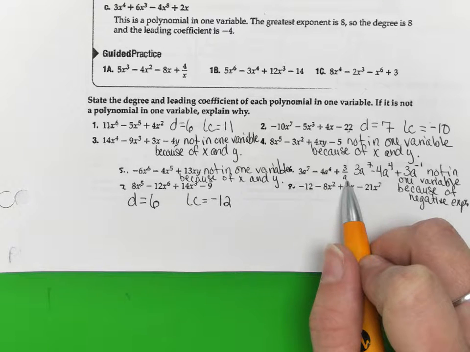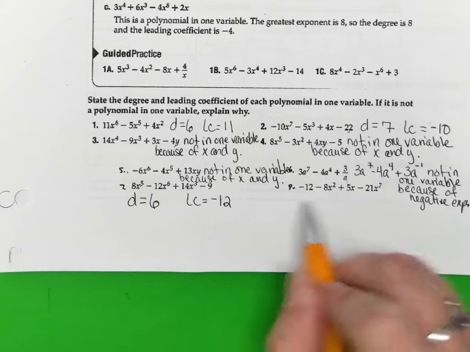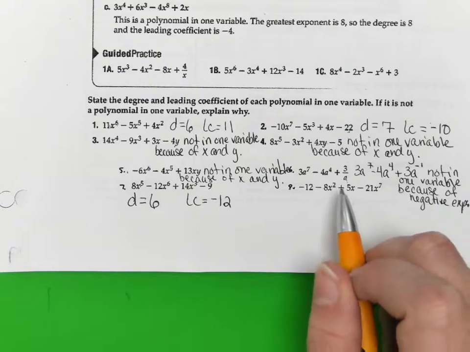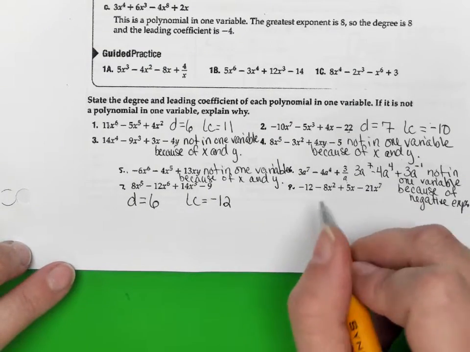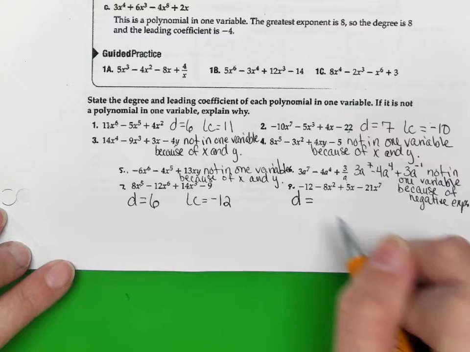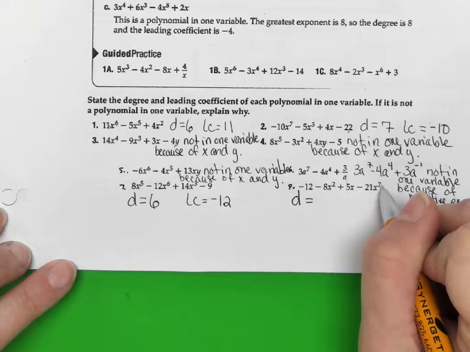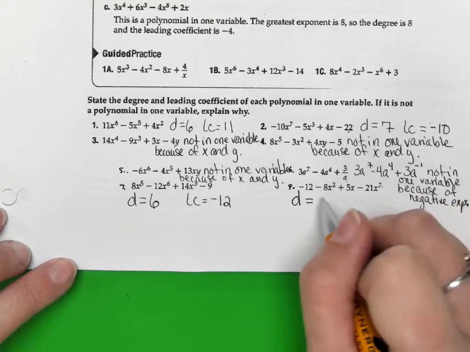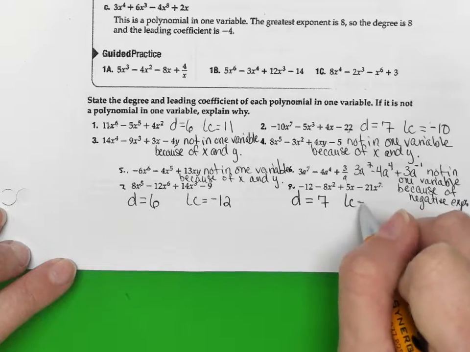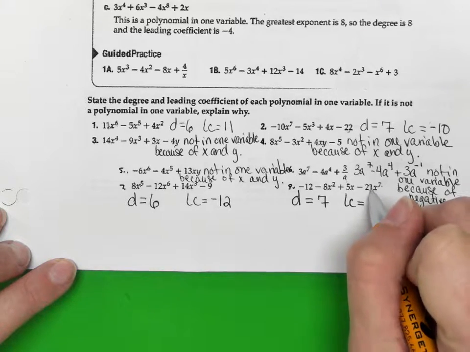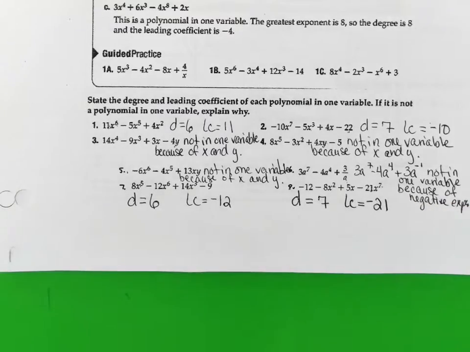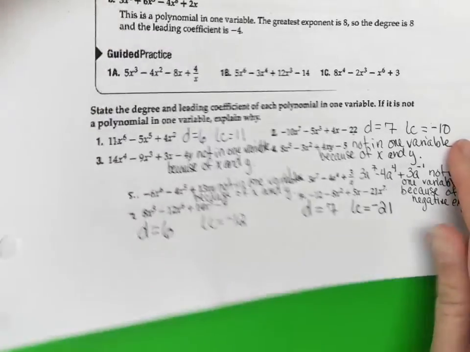You okay? All right. Number 9. All in the same variable? Yes? All right. What's my degree then? The 7. You got to look through and find the biggest one, okay? Don't just look at the first one. And then my leading coefficient is that coefficient with 7? Perfect. There you go. All right, let's flip to the other page.